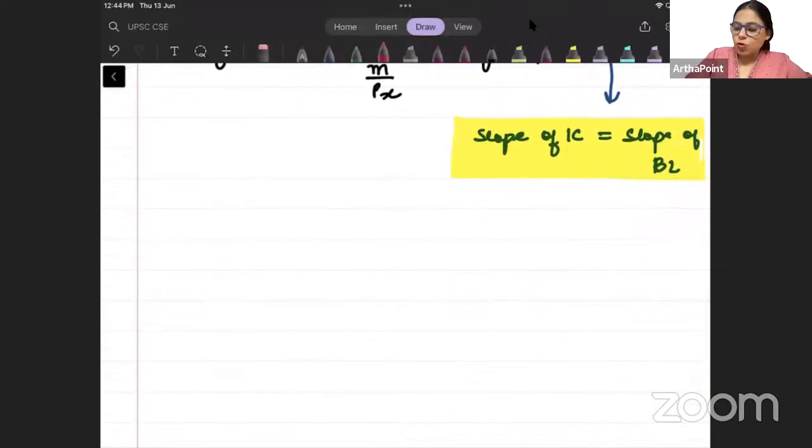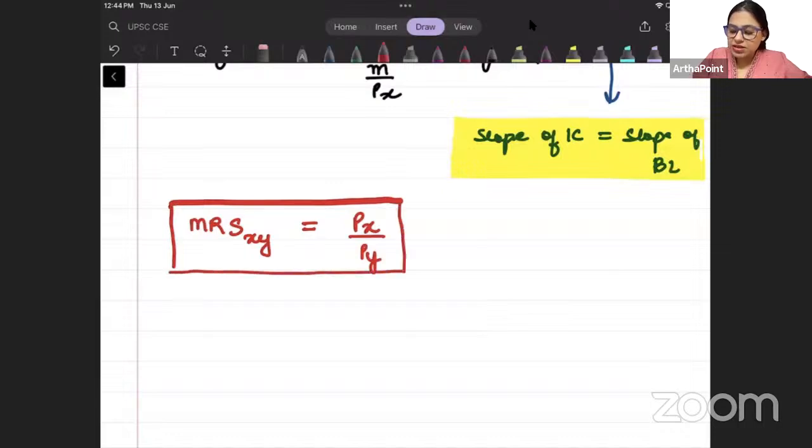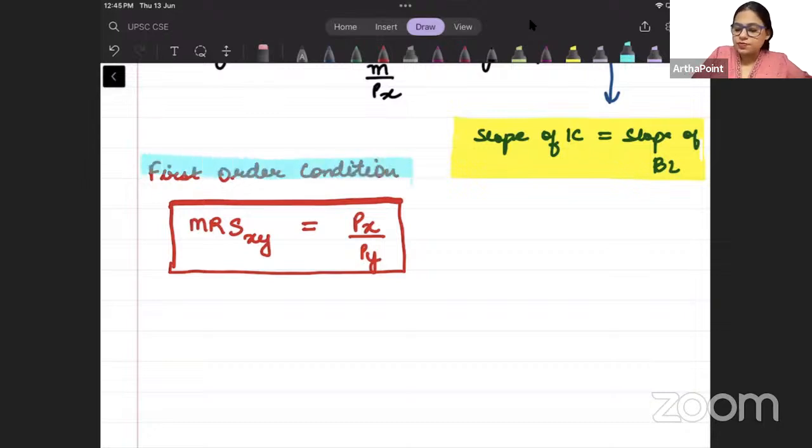Now, the slope of the indifference curve is the marginal rate of substitution. We have studied this. The slope of the budget line is Px by Py. I am taking them in absolute value, beta. Absolute माने positive value में ही लेंगे. So wherever MRS is equal to Px by Py, that becomes the first order condition of your consumer equilibrium.